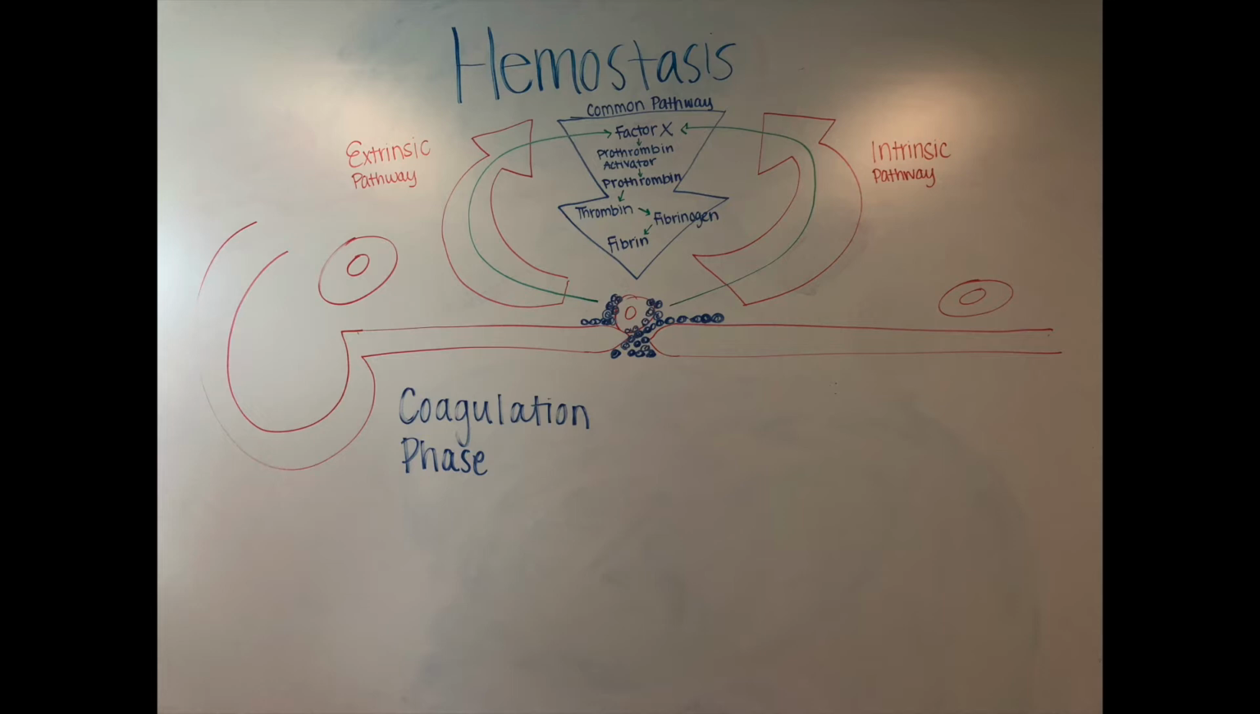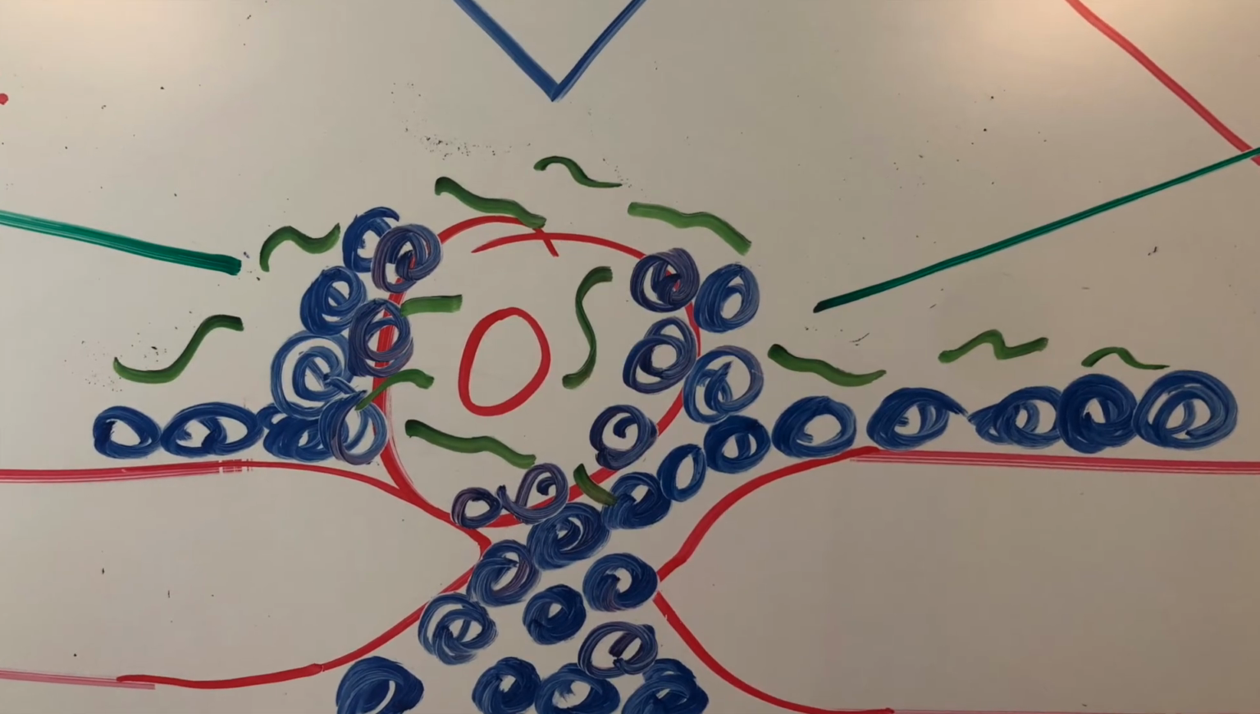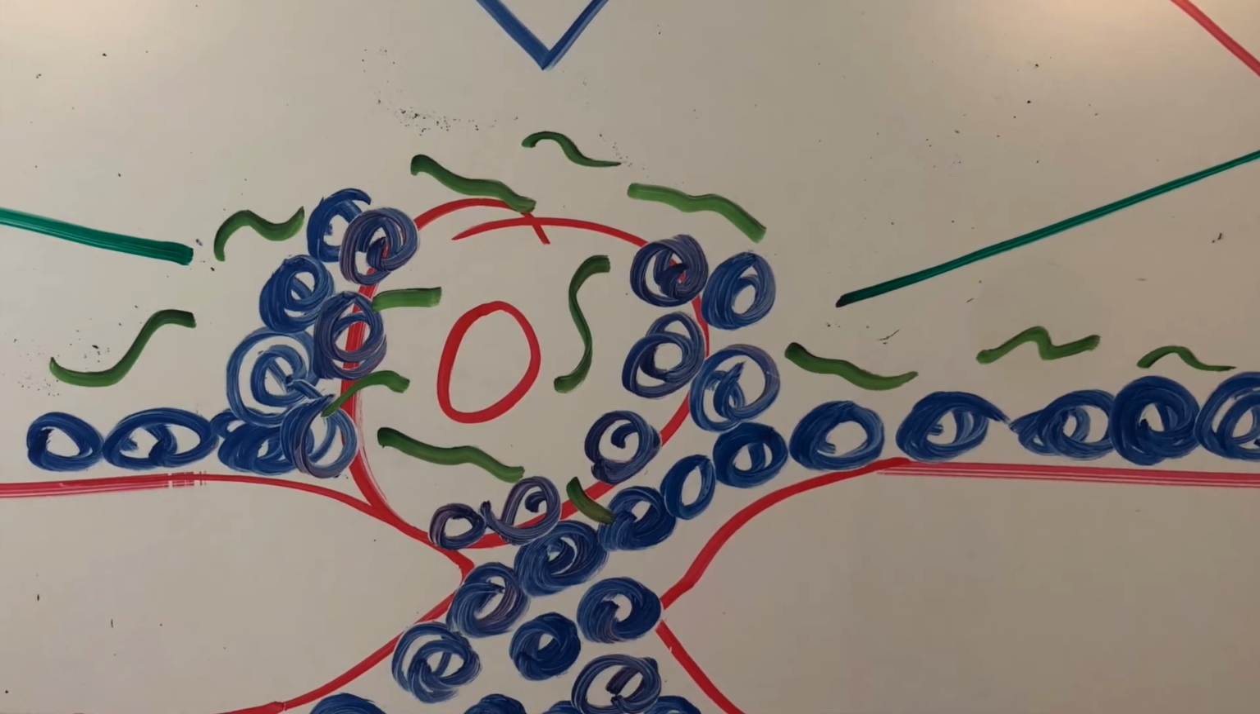The extrinsic and intrinsic pathways converge at the common pathway, which stimulates the production of fibrin, which then forms a network that traps the blood cells and platelets and helps form a blood clot. This acts as a seal for the damaged portion of the vessel.